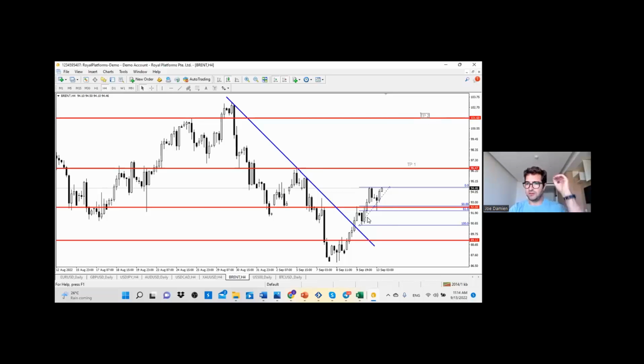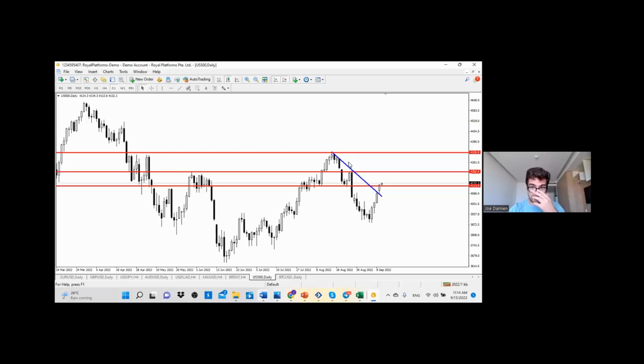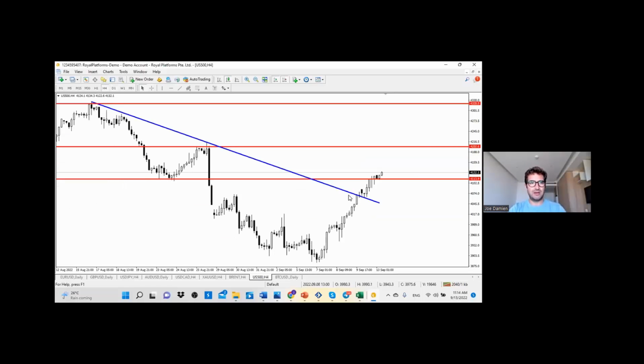US 500. US 500 also reversed. You can see that the market posted a familiar pattern, which is the V pattern. This is called V because it looks like the letter V. We can see that we have a breach of the bearish trend line here as well. A move to the upside, a healthy uptrend, higher highs, higher lows. This is a high, this is a lower high, higher low.